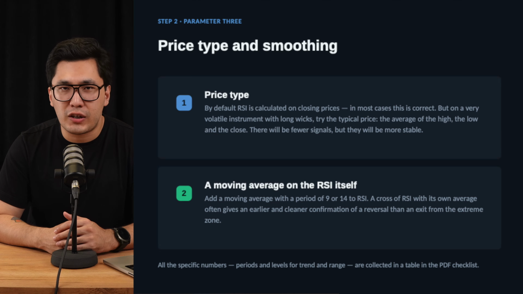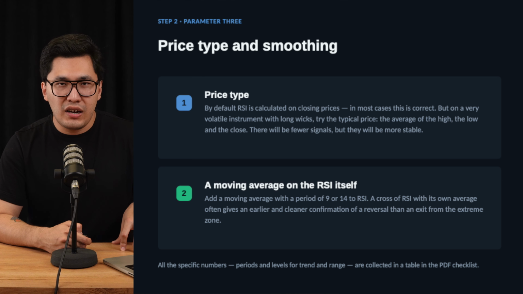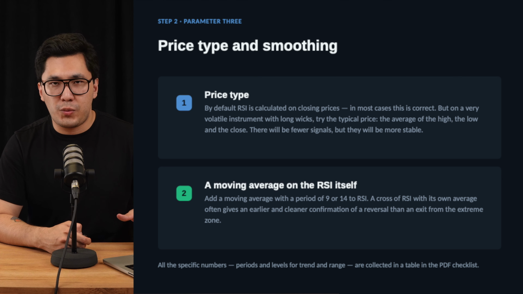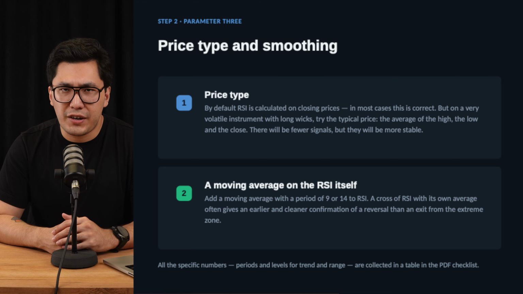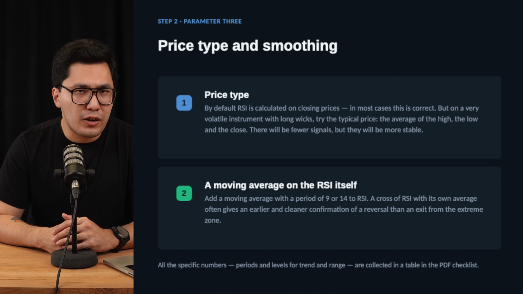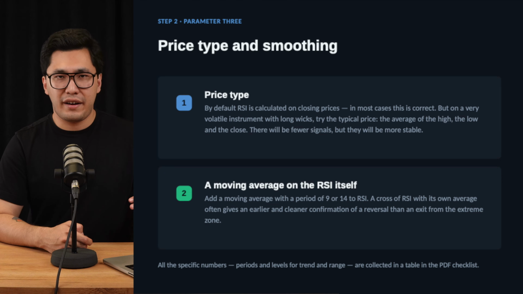Third, price type and smoothing. By default, RSI is calculated using closing prices. That's correct in most cases. But if you are trading a very volatile instrument with long wicks, it can be better to calculate RSI based on the typical price, the average of the high, low and close. You will get fewer signals, but they will be more reliable.